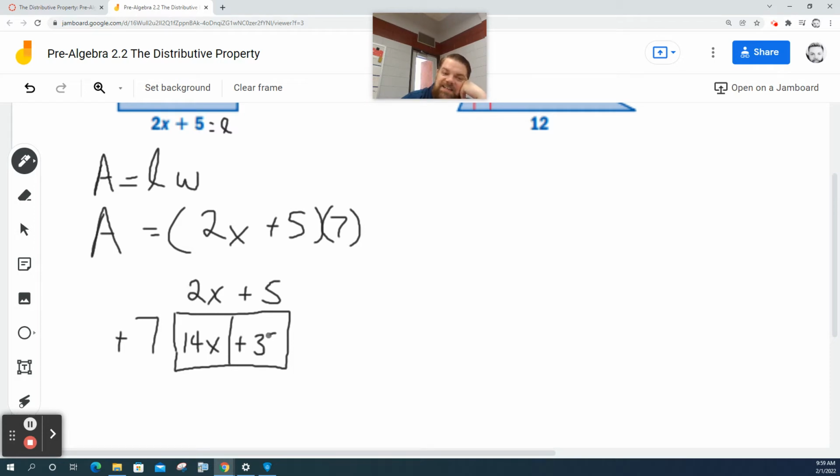Now, why would I say it that way? Because I want you to remember to write down the plus symbol. Okay? Because actually, the area of this thing is equal to 14x plus 35. And you might say, Mr. Adams, I would never find the area of something that way.